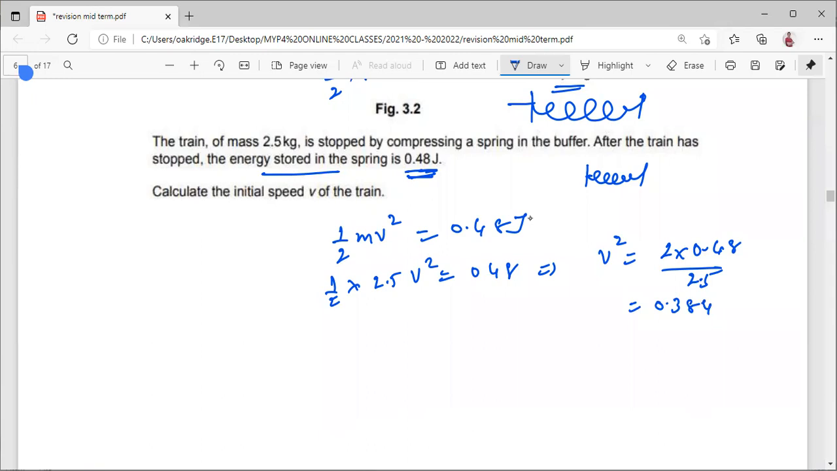And if I take the square root of 0.384, you should get the answer as 0.619, 0.62. What is the unit? Velocity, meter per second, right? Okay.